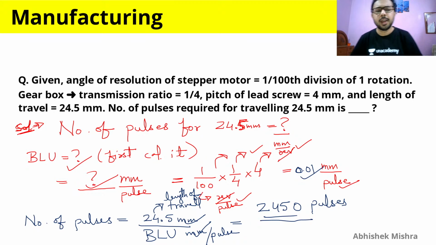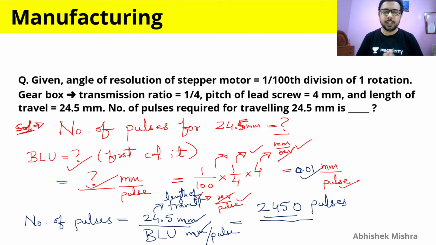What we have done here is, we have calculated the basic length unit, and how basic length unit is calculated, you have to just see the pitch of lead screw, and you have to multiply it with the revolution per pulse, which is 1 by 100 given in the question. And if transmission ratio is given, then just multiply it as it is in the basic length unit to get your final answer of the BLU value. And after that, we have just seen the units, and that we have to cancel the mm, and we have to make that pulse come above in the numerator.